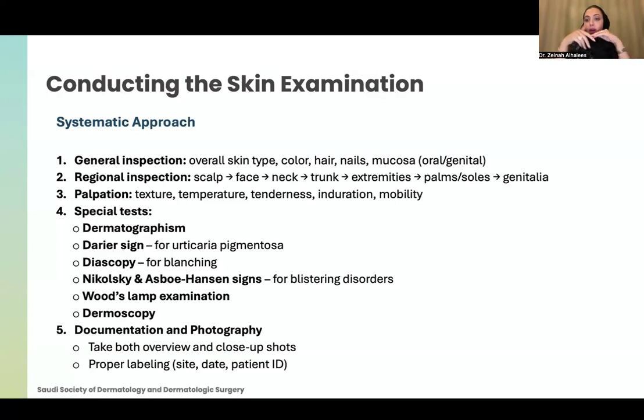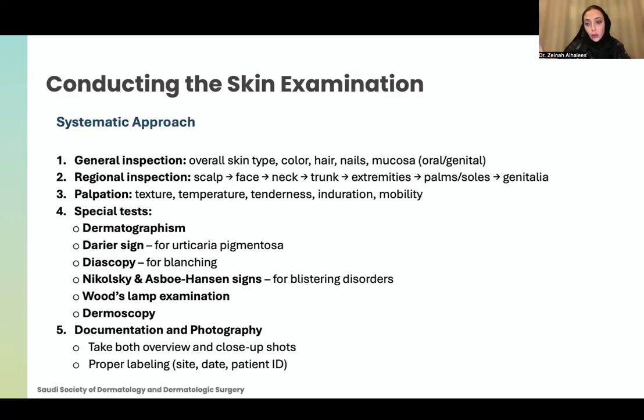And then at the same time, while you're looking at the palms and soles, look at the nails at the same time and the nail capillary fold if you're looking for specific diseases. And then lastly, you want to look at the oral mucosa, and then you want to look at the genitalia if needed. Once you're done inspecting, you want to palpate obviously at the same time.